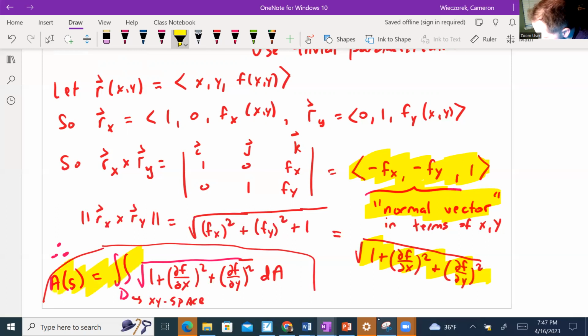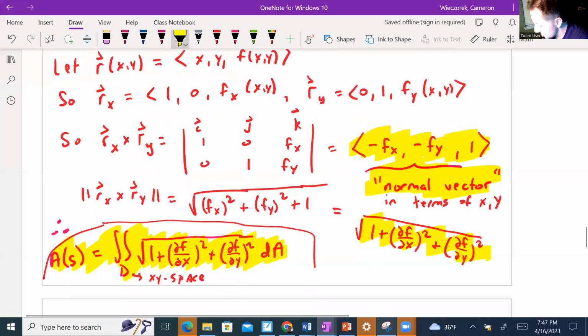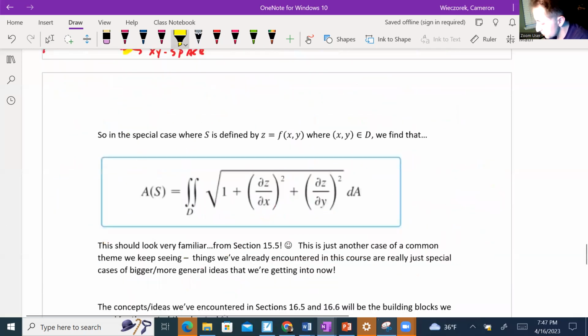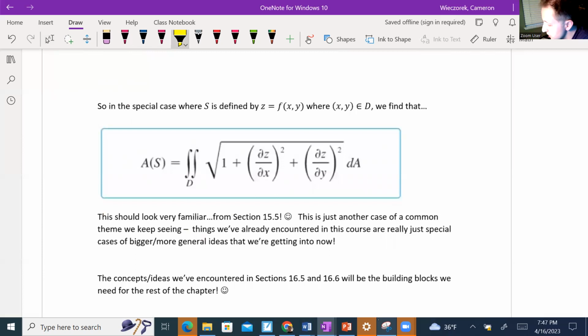Well, now it's been a while, so I'll forgive you if it doesn't look so familiar, but it should, if you take a look back at your notes, because we actually did this in section 15.5. So in the special case where S is defined by z equals f of x, y in this domain D, there's our result that I just wrote down. This is exactly what you had on a quiz and a test. We just only focused on that specific case in 15.5.